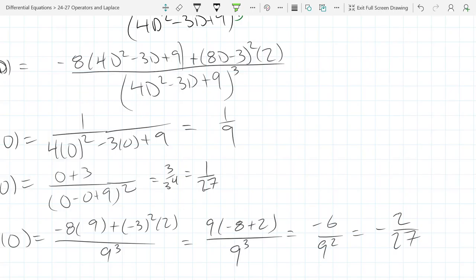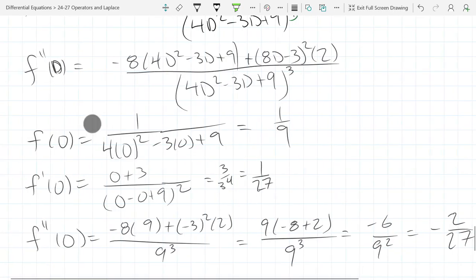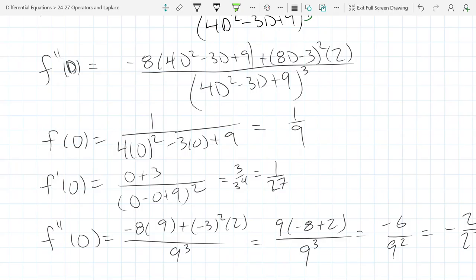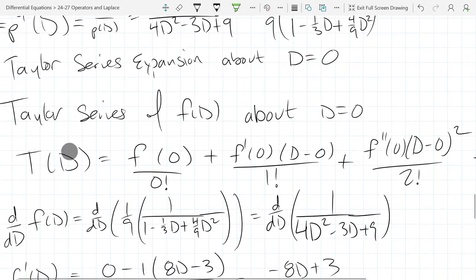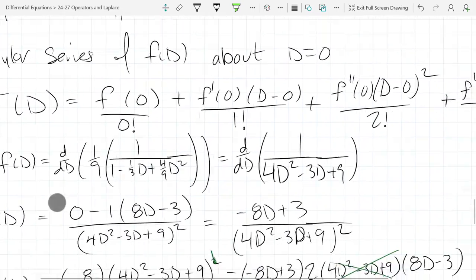Oh, yeah, of course. We got to divide by the factorial. That's how that 2 is going to disappear. So we're just getting the part of the coefficients. The other part is divide by the factorial. Okay, so we got 1/9, 1/27, negative 2/27. So we're going to take that back up to our Taylor series where we have no room to write.